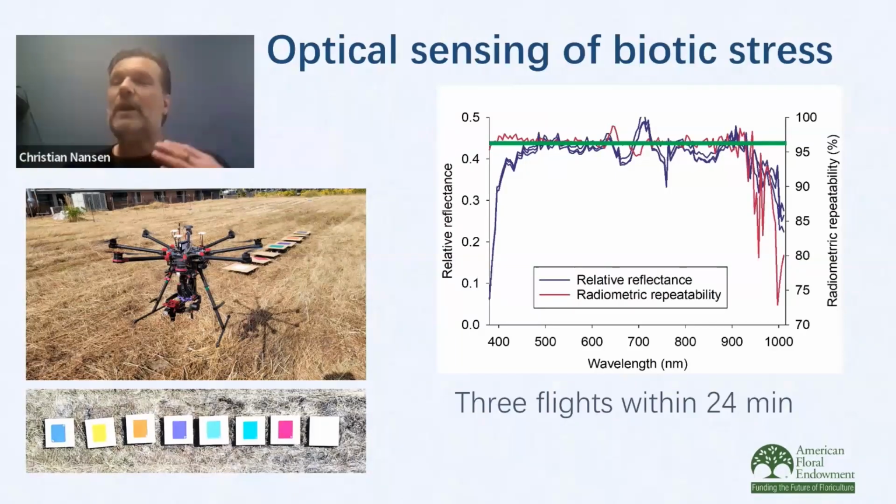So we try to test and quantify that noise simply by flying over not plants, but some colored objects. If I just look at 3 of these flights, and they were within 25 minutes, you can actually see there's some variability here. That red line is how repeatable they were, right around 95%. Well, that means there's about 5% noise even within 24 minutes.